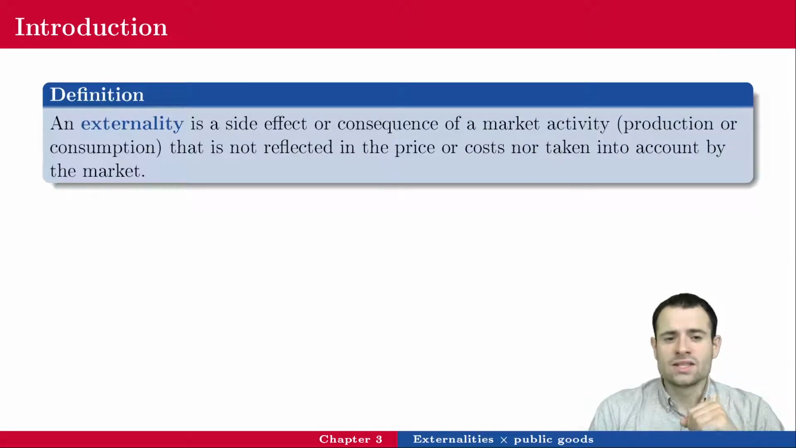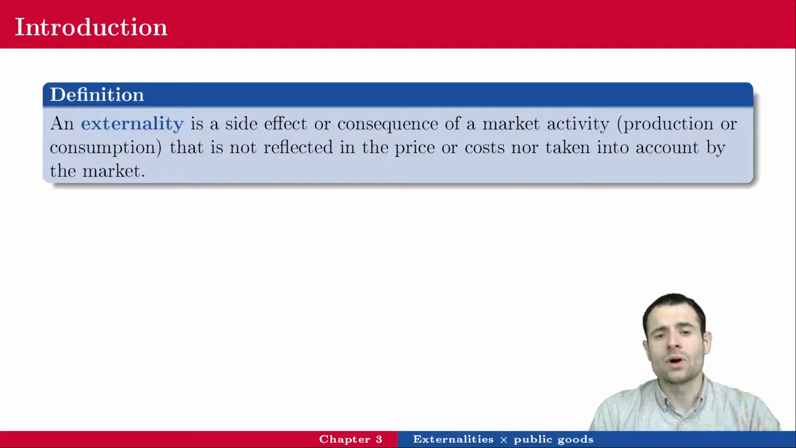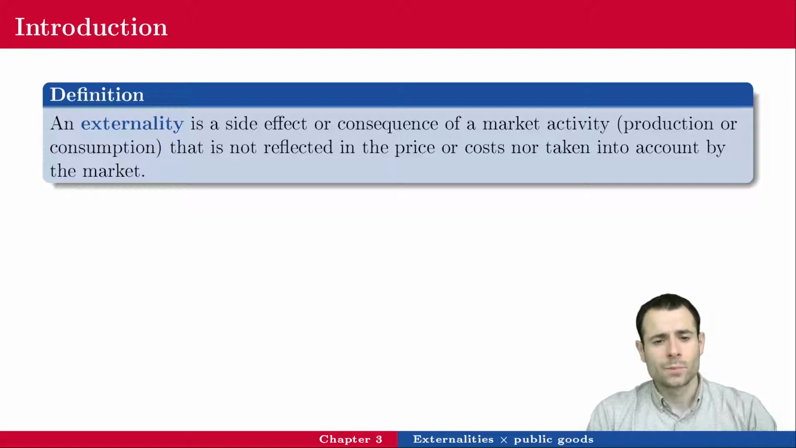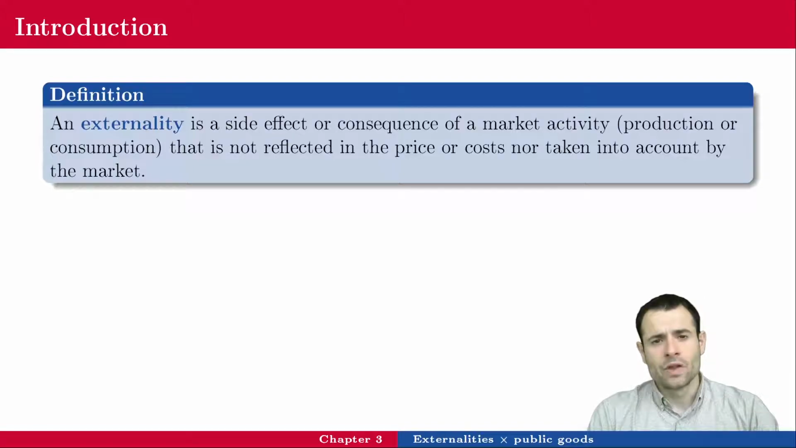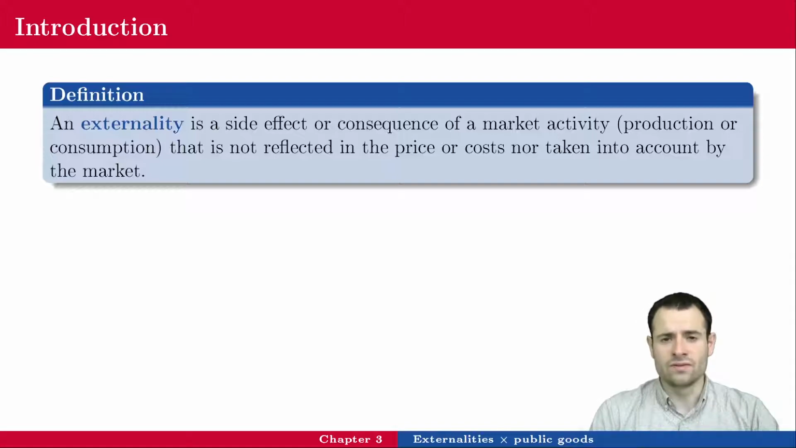An externality is a side effect or a consequence of a market activity, production, or consumption that is not reflected in the price or costs, nor taken into account by the market. So here we are talking about the effect of a transaction or maybe of some production activity on a third party. The third party is not involved in the transaction or in the production activity, yet is going to be affected.